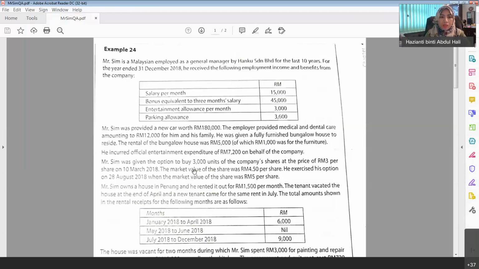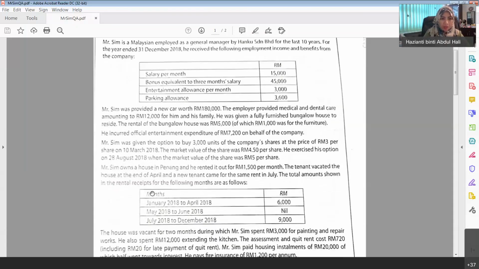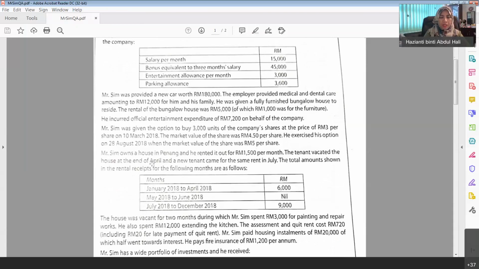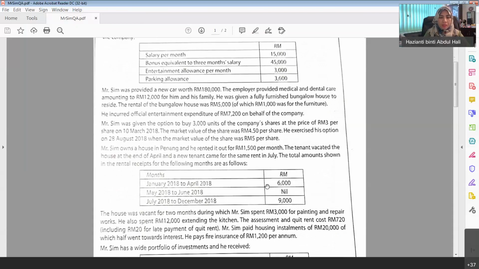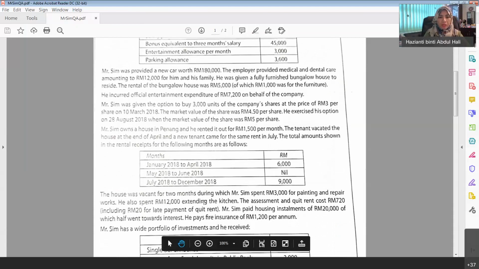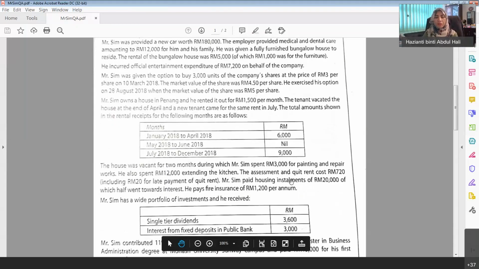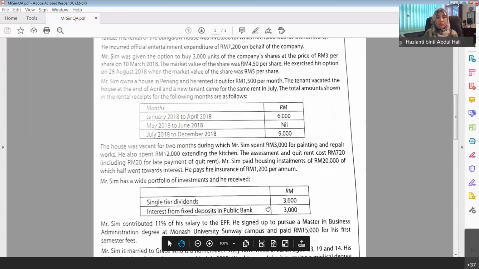He was given the option to buy 3,000 units of the company share. Market value was 450 per share. He exercised his option when the market value of share was 505 ringgit per share. He owns a house in Penang and rented it out for 1,500 per month. Okay, about the rental, total amount rental receipts, 6,000 and 9,000. So the house was vacant for 2 months. Mr. Sim spent 3,000 for painting and repair works, spent 12,000 extending the kitchen. Right, so all the figures about the rental and also about his dividends and interest.